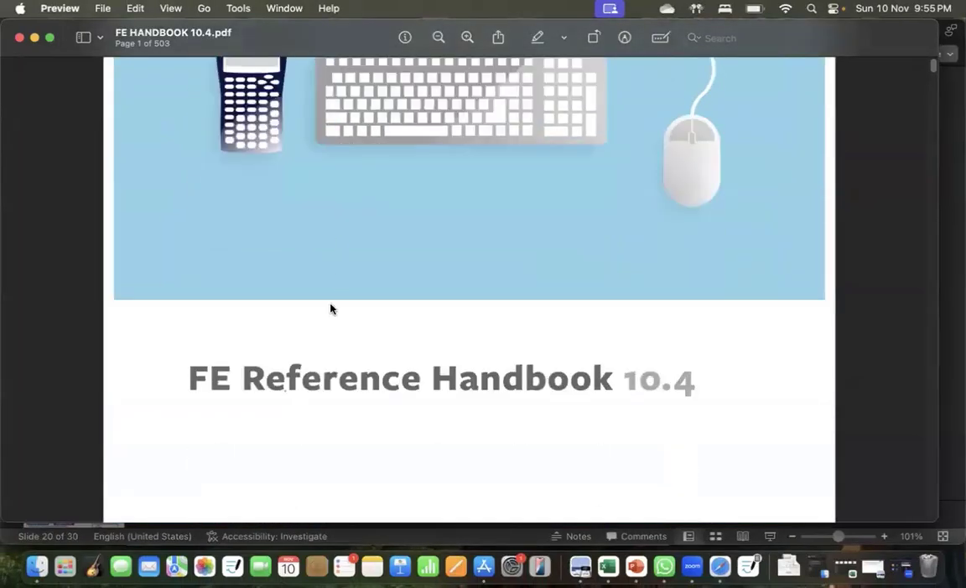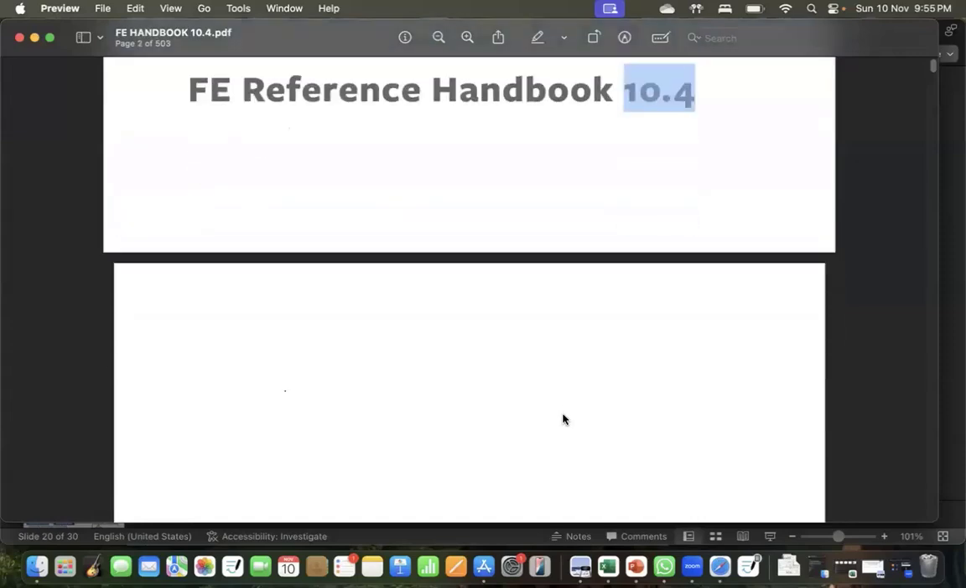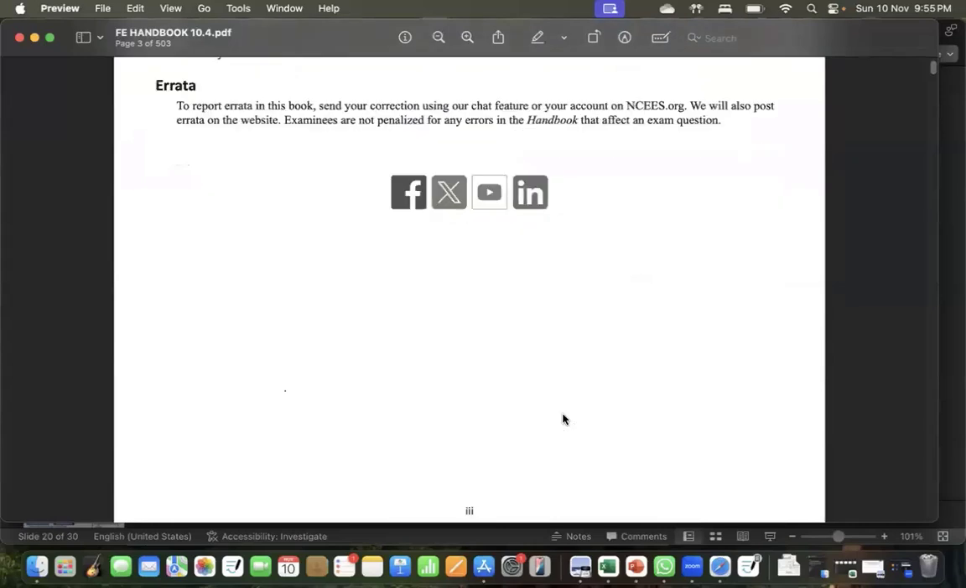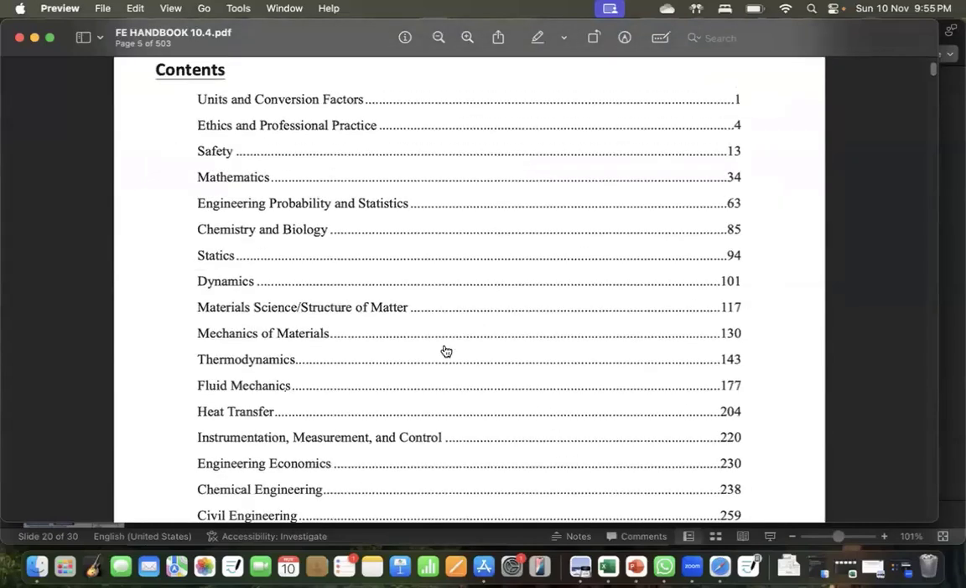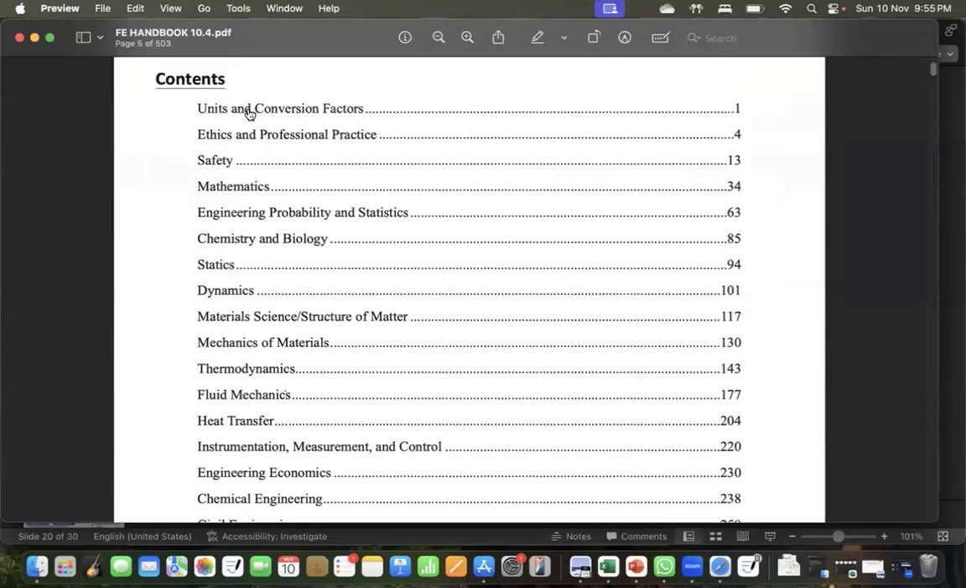So this is the handbook, FE Reference Handbook 10.4. This is a version number. It keeps on updating every time. So 10.4 is the latest version. The same PDF will be available for you during the exam. Let's see how it looks. It has all the contents here. The first content itself is the units and conversions, and then the related subjects.